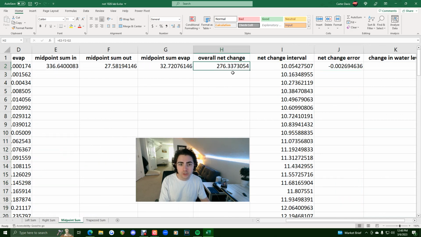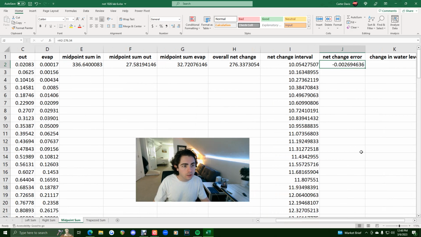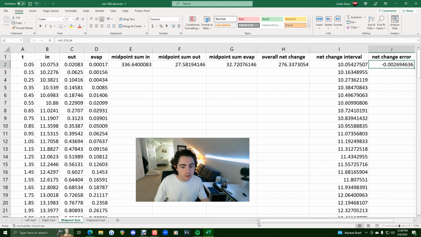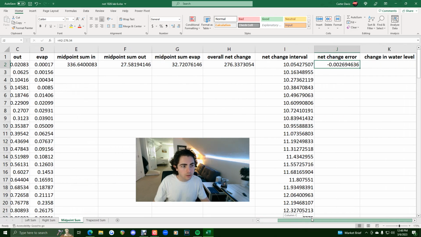So net change, it was 276 minus the exact value. That's pretty good. So midpoint is our winner right now. It's the lowest error, which means it's the most accurate. Change in water level, again, we will address all together once we have each thing here.